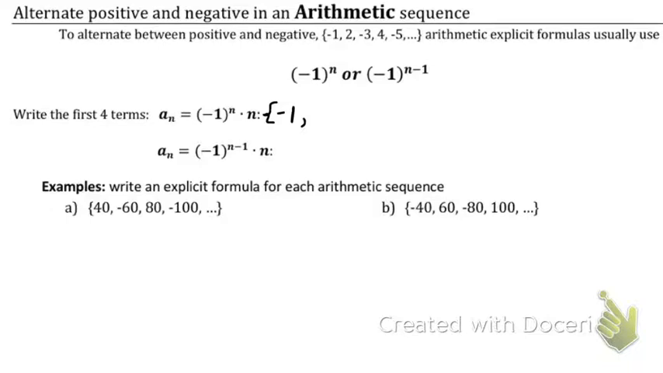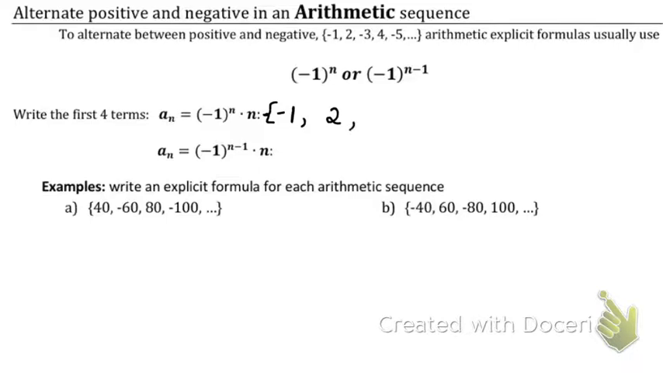When I plug 2 in, this n becomes a 2. So we're going to have a 2. What does the negative 1 do? Well, it would be negative 1 squared. Negative 1 squared equals a positive 1. So that will be a positive 2.